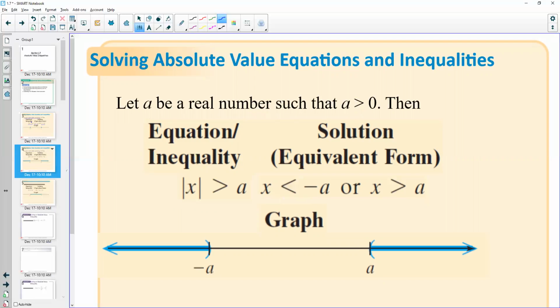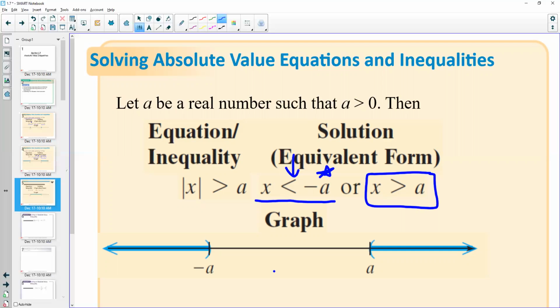We can also have it where the absolute value of x is greater than a. There are two cases here. That first case, x is greater than a. The second case is x is less than negative a. Notice that when I do the negative case here, the inequality sign flips direction. Okay, and then that's that graph.